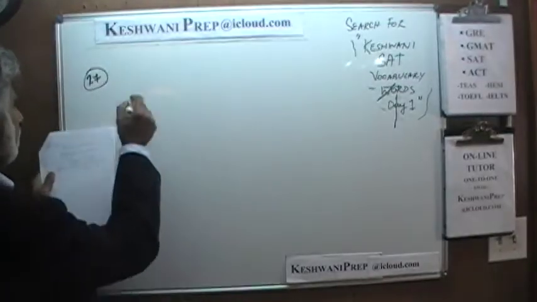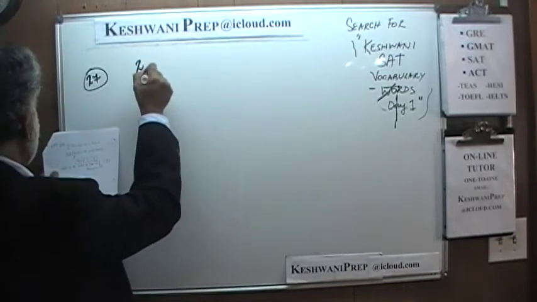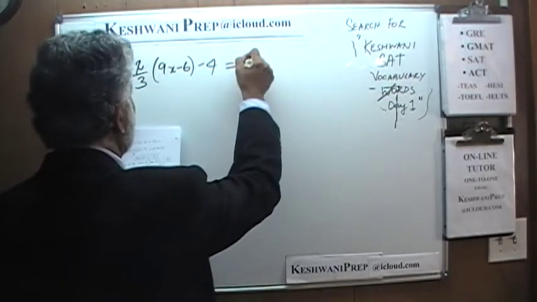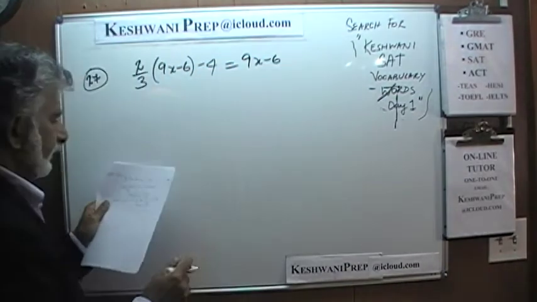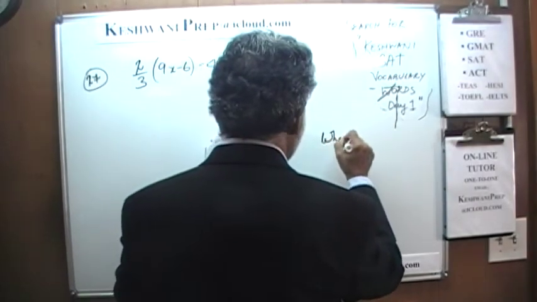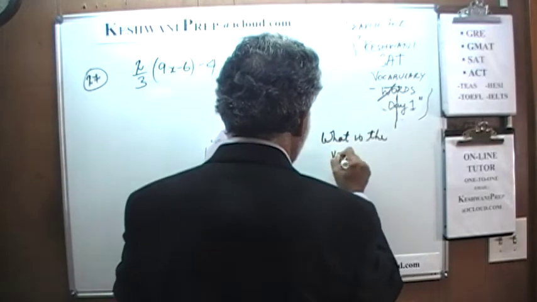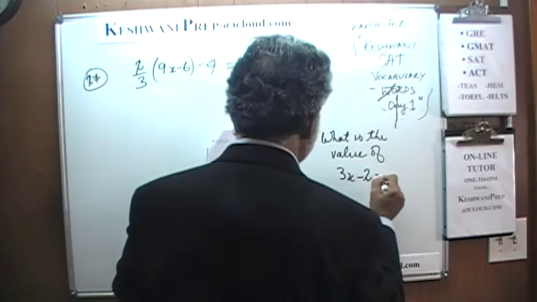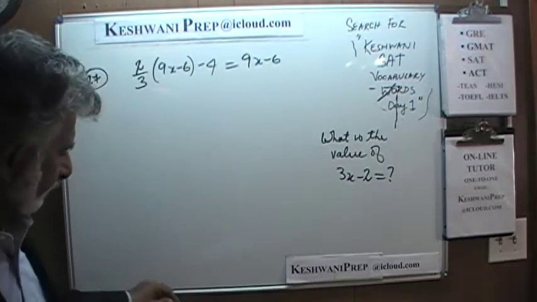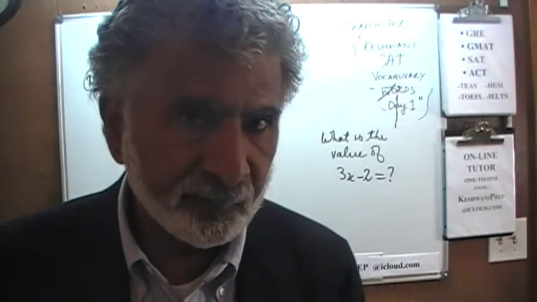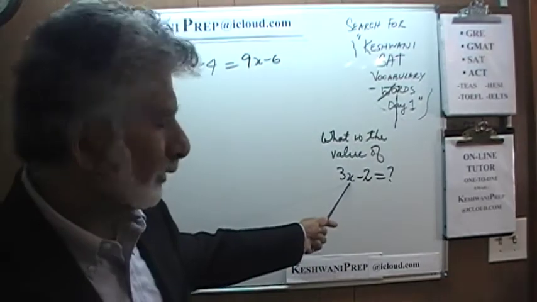Number 27 says 2/3 times 9x minus 6, minus 4, is equal to 9x minus 6. And the question is, what's the value of 3x minus 2? Notice that they're not looking for the value of x. They're not asking us how much is x. They're asking us what's the value of 3x minus 2.